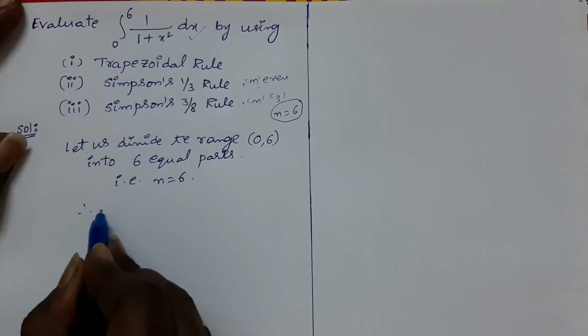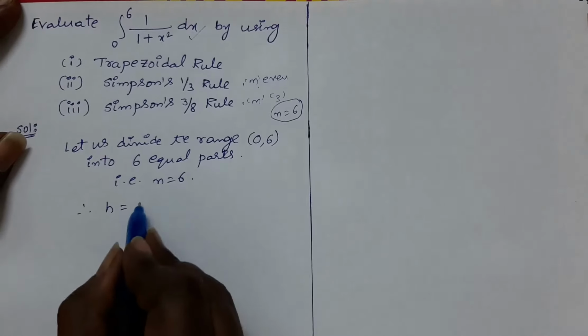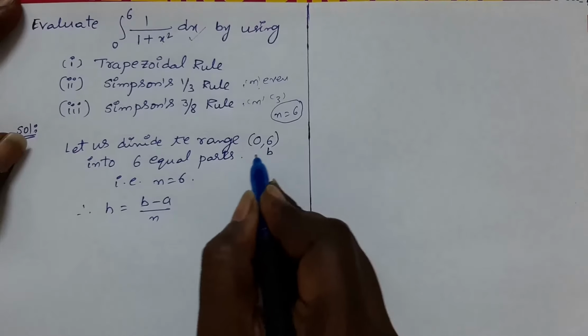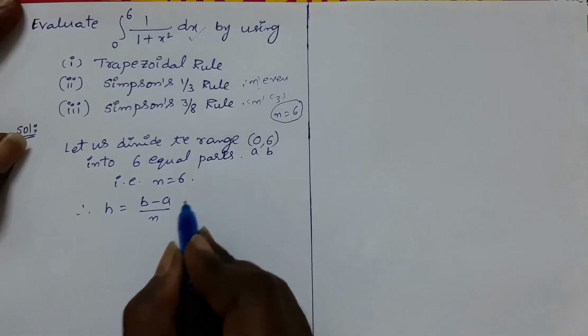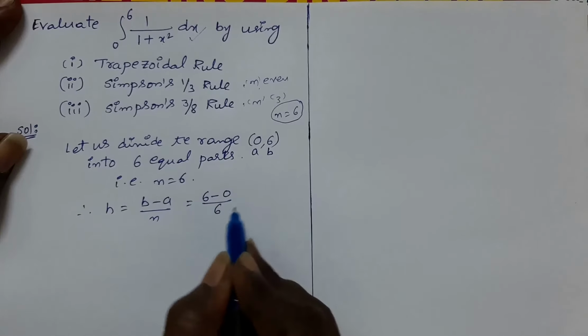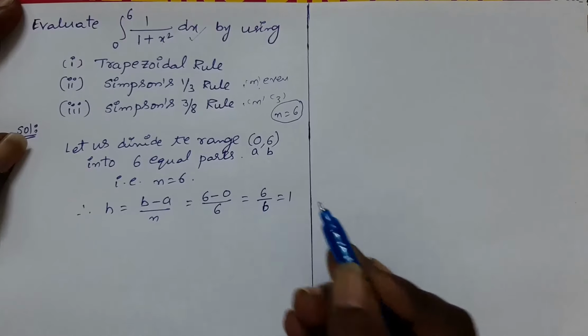Now we are going to find out the interval difference h. What is the formula for h? b minus a by n. Here b is the upper limit and a is the lower limit. So 6 minus 0 by 6, which is 6 by 6, which is exactly 1.